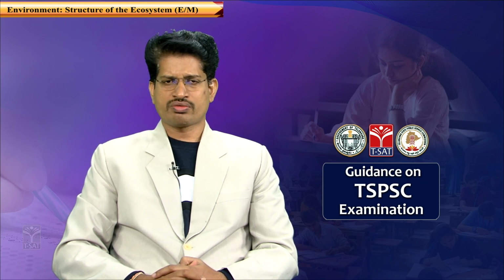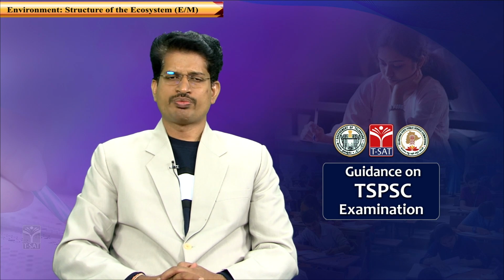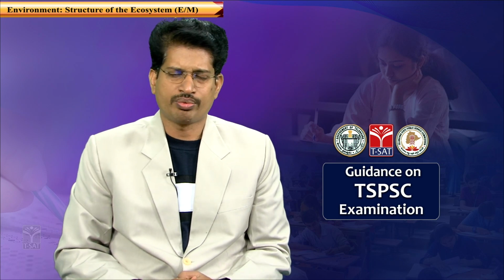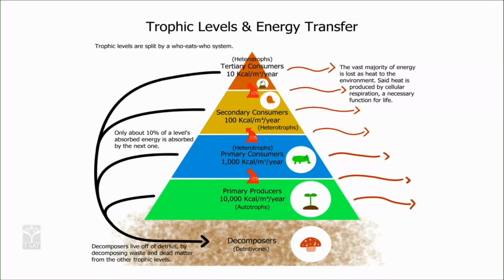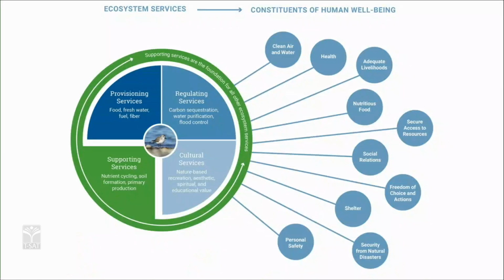So in this process of passing of matter and energy across trophic levels, ecosystems perform certain functions and provide certain services. So what are these different services provided by ecosystems for the survival of different organisms in the environment? These are the different kinds of services provided by the ecosystem. This is a service, provisioning services. These provisioning services provide food, fresh water, fuel and fiber.